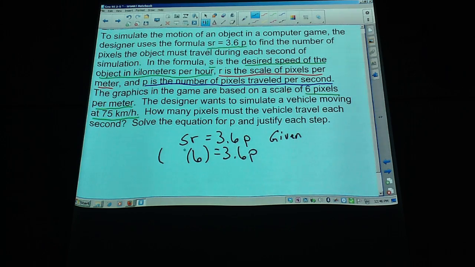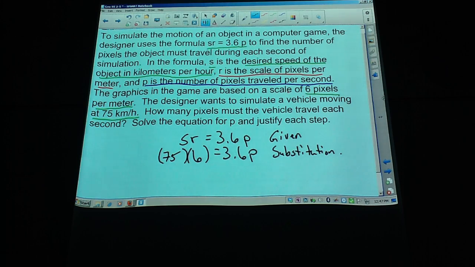And then I'm probably given something for S here. So the only other thing I'm given is 75 kilometers per hour. Notice that that is what S represents, the speed of the object in kilometers per hour. So I'm going to plug in 75 right here. So it looks like I need to solve this, and my justification for that step would be substitution. So I just substituted in from the given information up above.